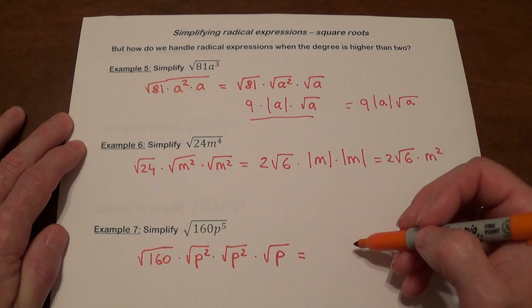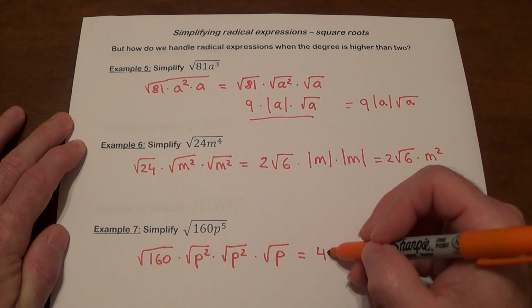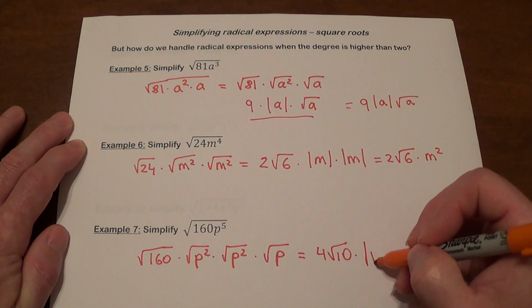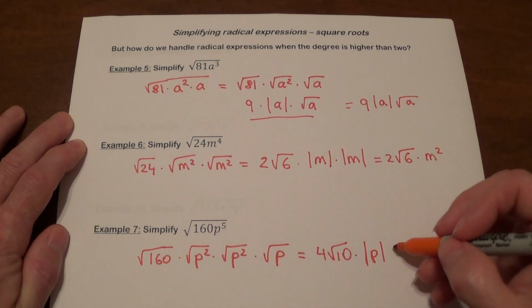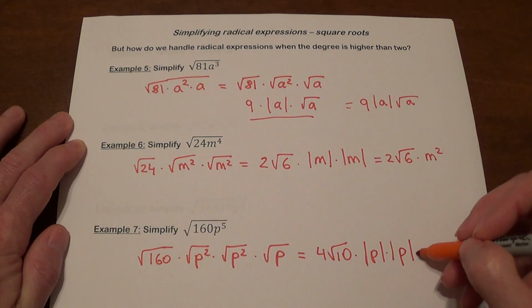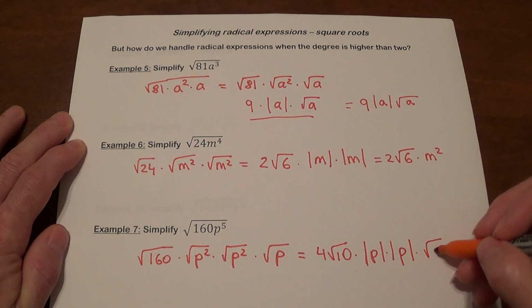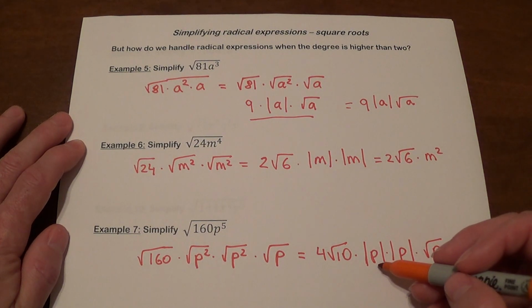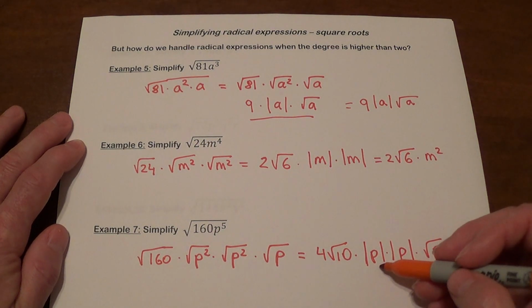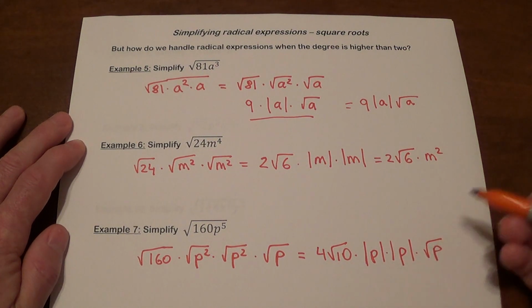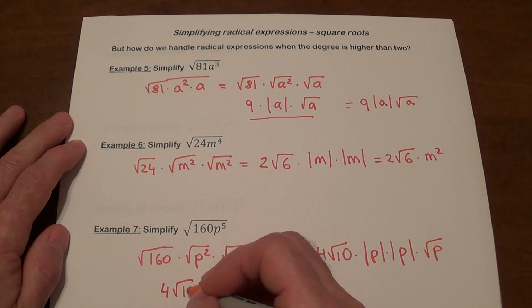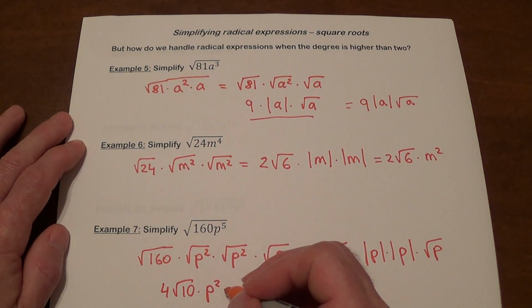Square root of 160 can simplify. It's going to be 4 square root of 10. Now this one here is going to give you absolute value of p. Another radical here will give you another absolute value of p. And there's going to be one more square root of p that's left. Again, just like here, we multiply absolute value of p times the absolute value of p. It's p squared, and you no longer need the absolute value sign. So we're going to have 4 square root of 10 times p squared times the square root of p.